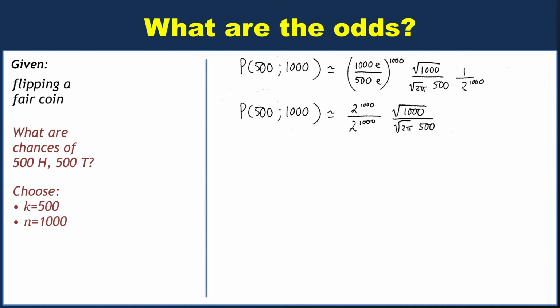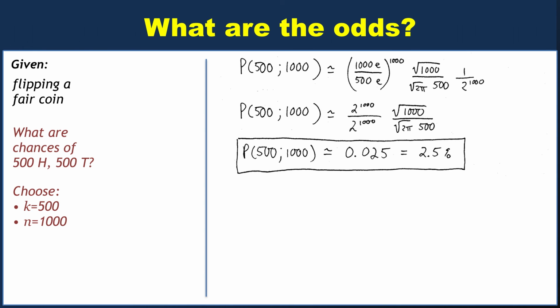Okay, so we can do that. That you can handle in any calculator. And you get that the probability of exactly 500 heads out of 1,000 trials is 0.025 or 2.5%. So it's not incredibly likely. That's the interesting part of this outcome.